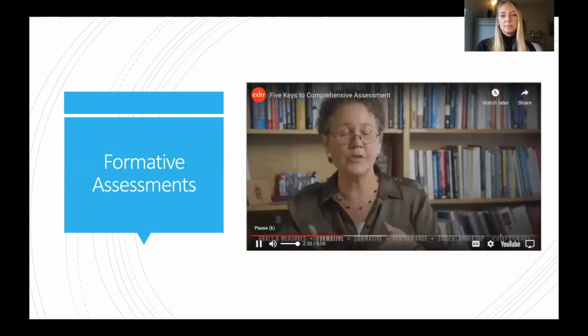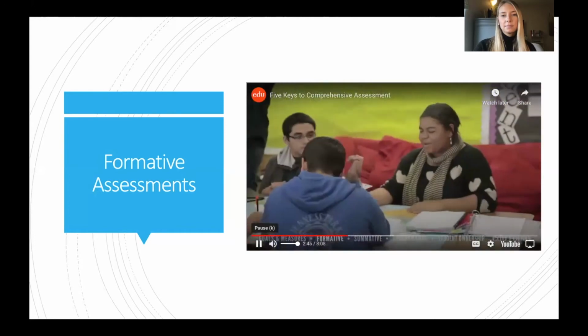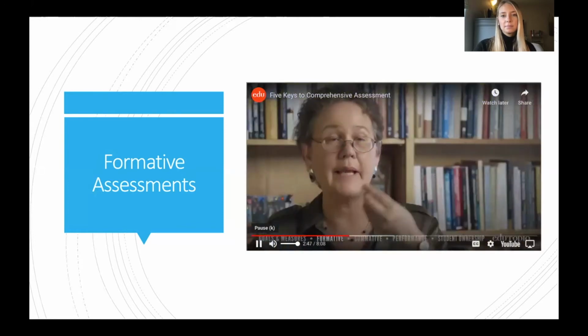And the research evidence is extremely clear that one of the strongest positive influences on achievement occurs when students get formative feedback that they immediately can apply.